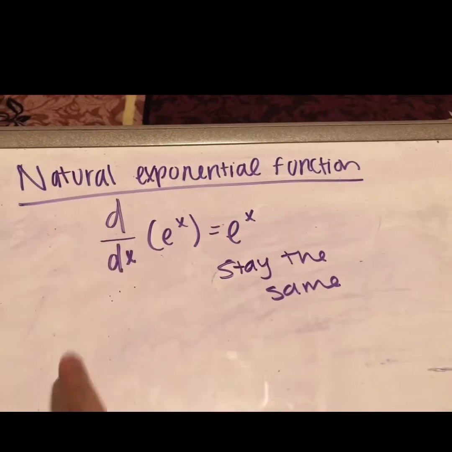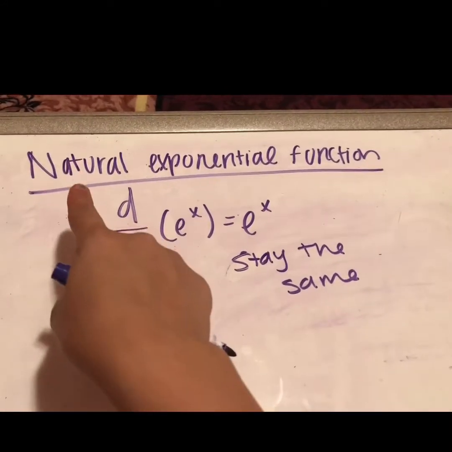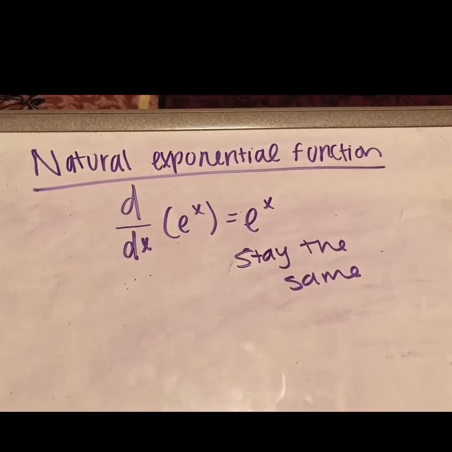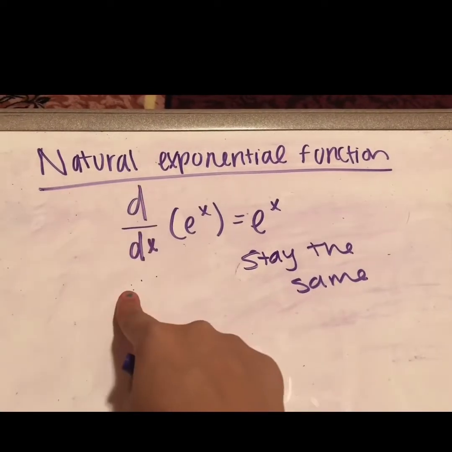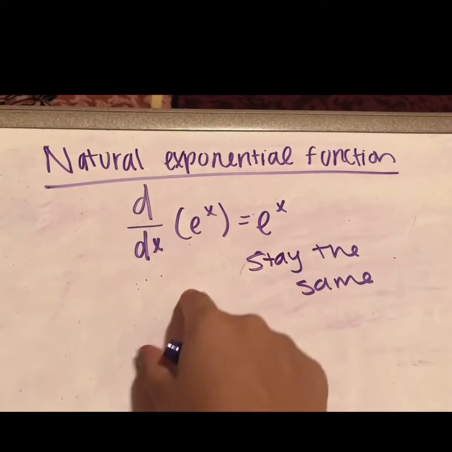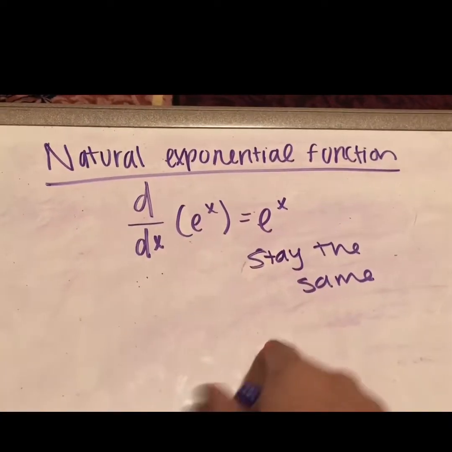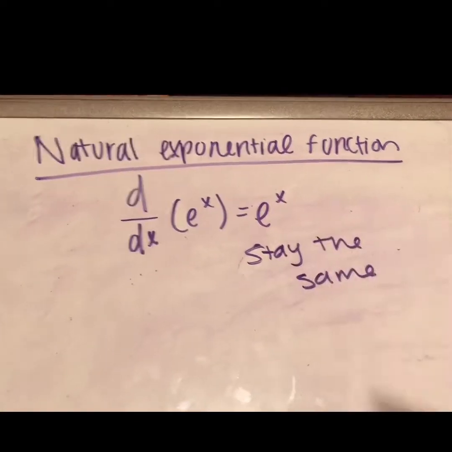This rule is a little more simple, which is the natural exponential function, and it just simply says that the derivative of e to the x in any problem is always going to stay the same, and it would just remain as e to the x.